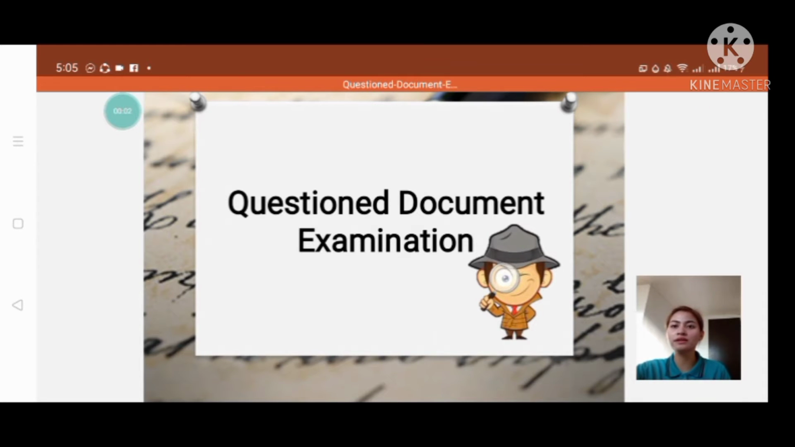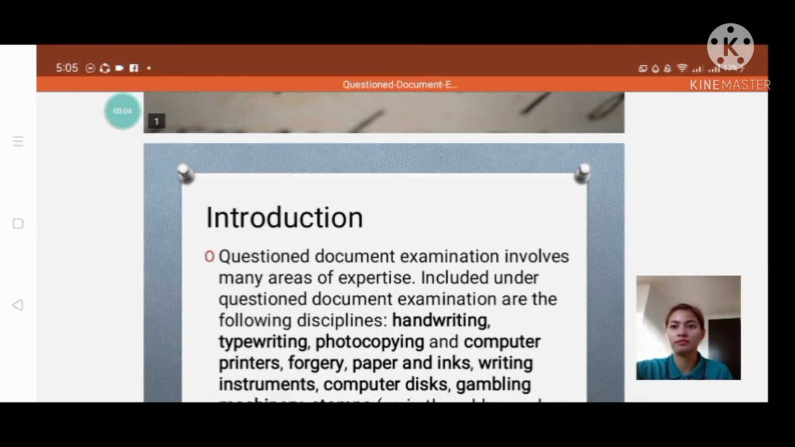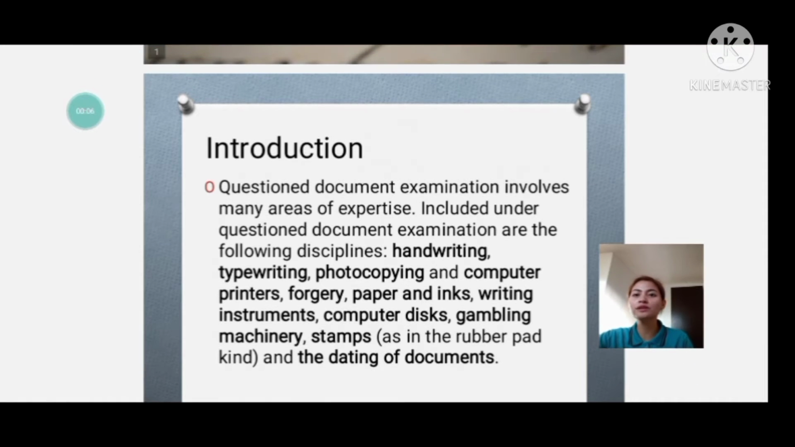Questioned document examination. Questioned document examination involves many areas of expertise.